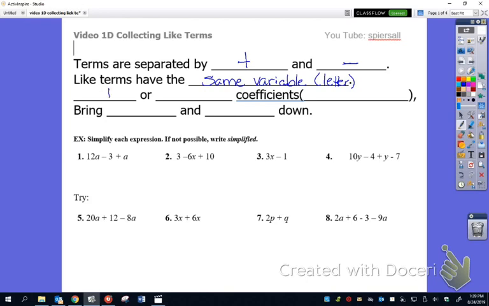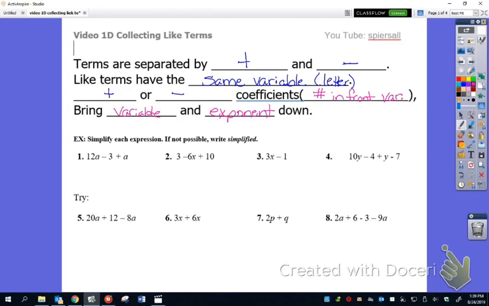So what you're going to do is add or subtract the coefficients. Now the coefficients are the numbers in front of the variable. And right here, I'm just going to put VAR for variable. Okay? So it's the number in front of the variable. Once you add or subtract, you're going to bring the variable. And if there's an exponent, you'll bring the exponent down as well. Today we're going to focus on ones that do not have exponents, but know that as we progress through the year, we're also going to be adding terms that have different exponents.